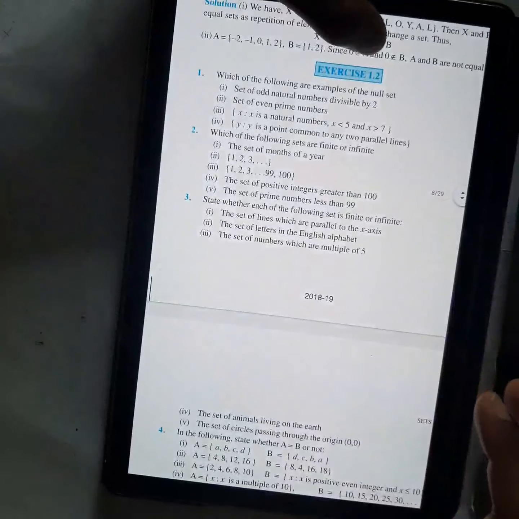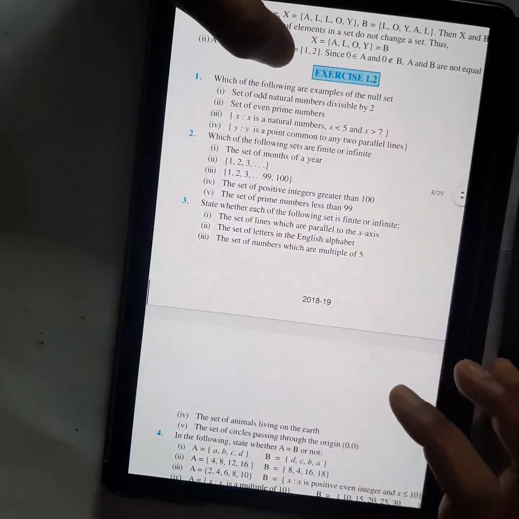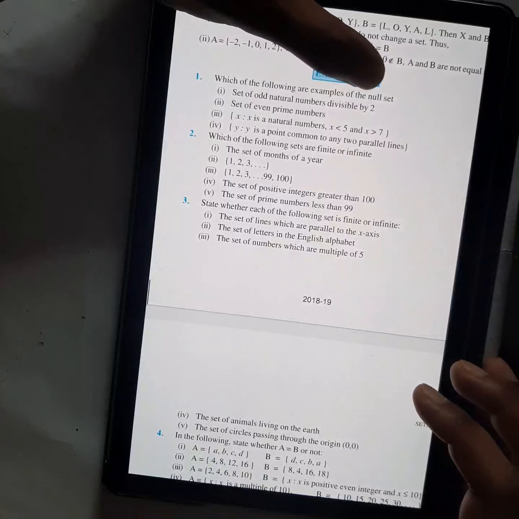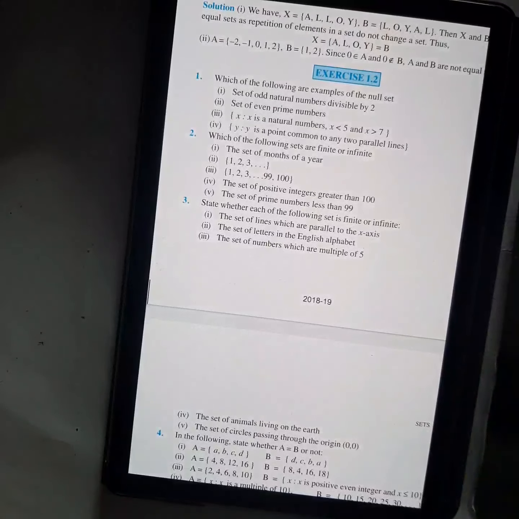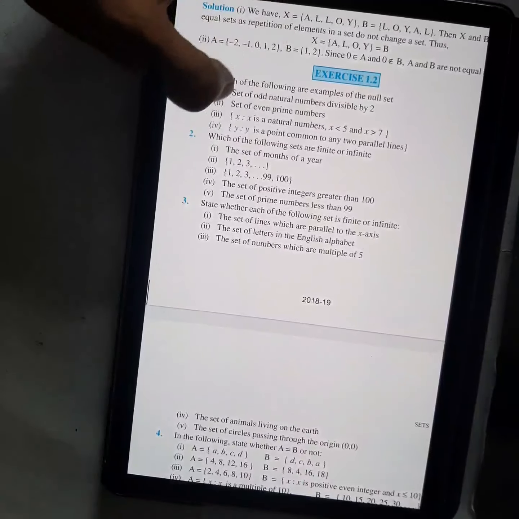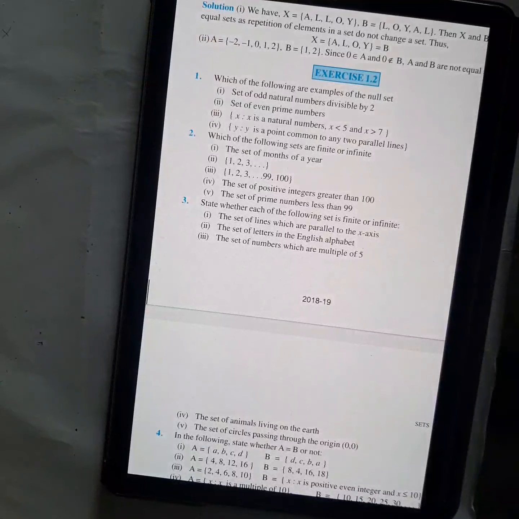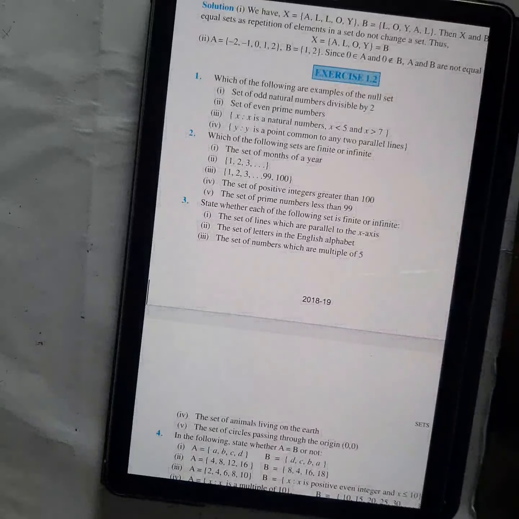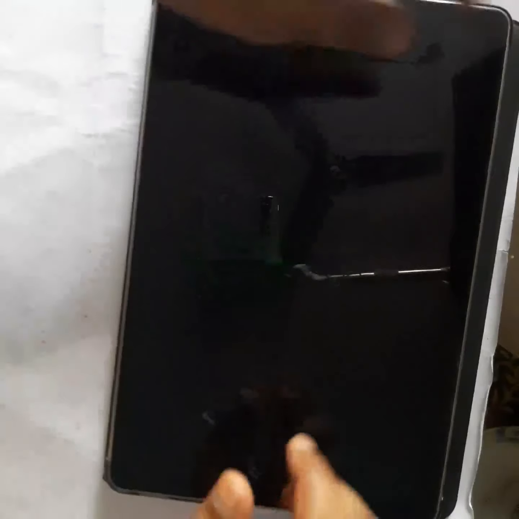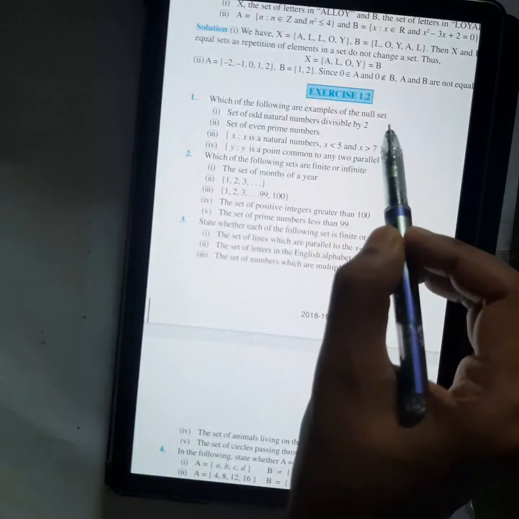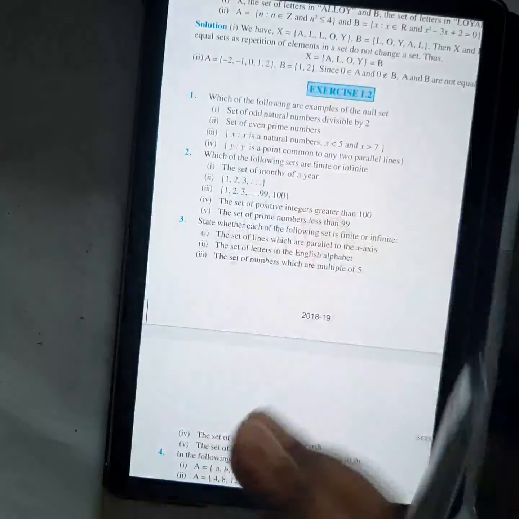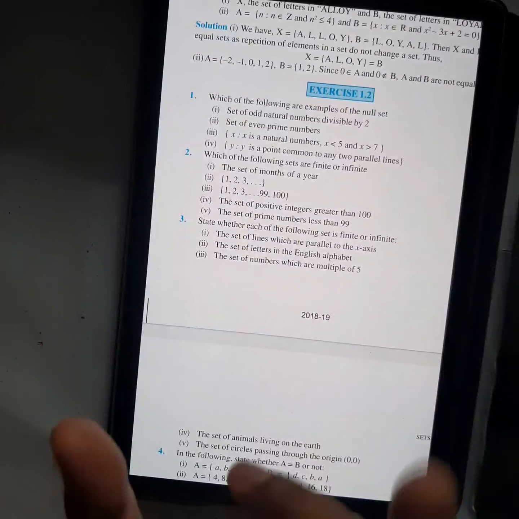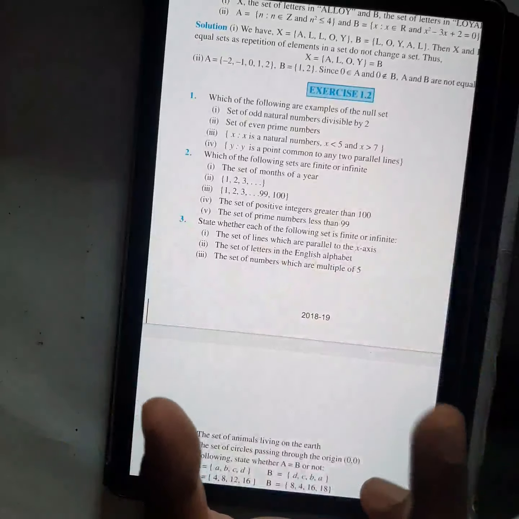Okay, so in this case you see exercise 1.2. Which of the following are examples of null sets? They are asking which one out of the sets given here is your null set. Null set means you have understood, right? There should not be any element inside the set. If you have such a set, that is called a null set.